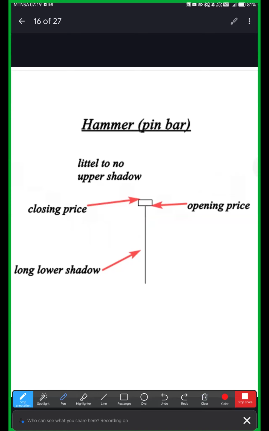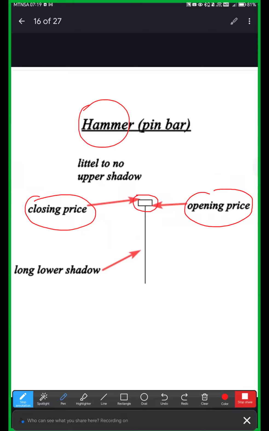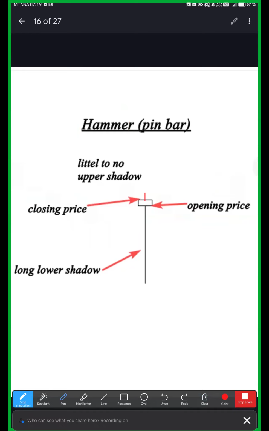So when it comes to a hammer, the closing price and the opening price are roughly at the same price. Sometimes there is a small upper shadow there. The candle will look like that. You are going to see a small upper shadow. Don't confuse a hammer and a doji, please. Don't confuse the two.